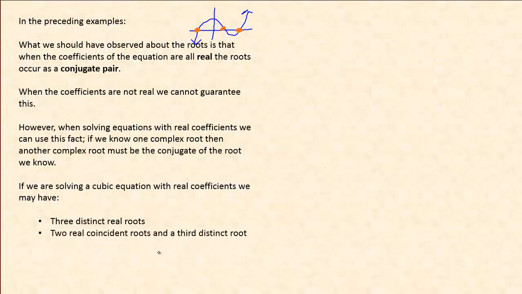Two real coincident roots and a third distinct root. So what might that look like? That might look something like this, where we've got one root here and then a turning point actually on the axis. And of course these are all real roots.